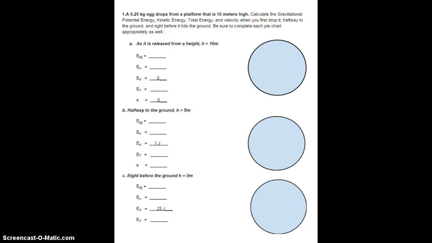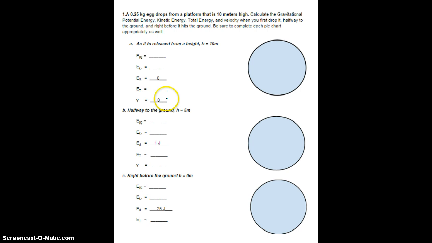In this example, we're going to add the extra dimension of having dissipated energy. Okay, so we have a 0.25 kilogram egg that drops from a platform that's 10 meters high. And we'll go through and look at the gravitational potential, kinetic, and then dissipated energy as well.